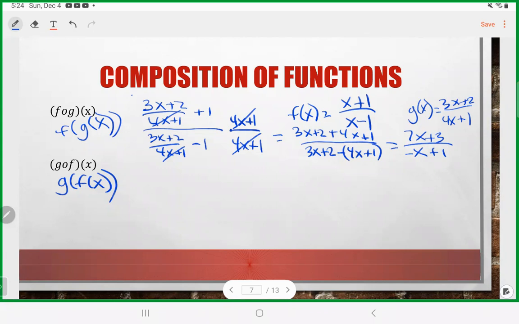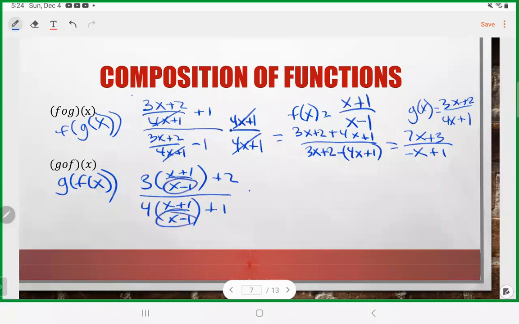And for g of f, it's quite simple as well. It's 3 times f of x, x plus 1 over x minus 1, plus 2, and then 4 times x plus 1 over x minus 1, plus 1. Again, multiplying the denominators here, x minus 1, and just multiply it like that. Or you can multiply the 3 and the 4 here and simplify it, but it's very, very tedious, so I do not suggest doing that. These just cancel out, so it turns into 3 times x plus 1 plus 2 times x minus 1.